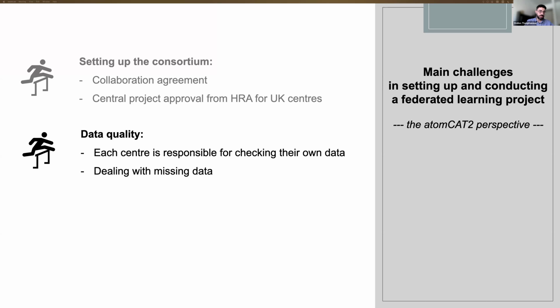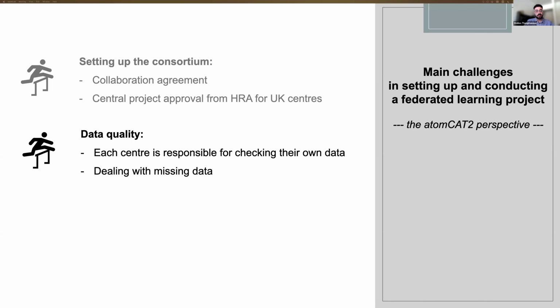In atomCAT 2, for example, one of the centers coded their overall survival status in a different way to the rest. And we only found that out after the analysis, which meant that we had to repeat the model training and validation. In addition, dealing with missing data was a big challenge at the time, and we had to come up with our own imputation framework that was compatible with the capabilities of the Vantage6 infrastructure. But as Andre has shown, since then, more and more algorithms are being developed, including data imputation algorithms.